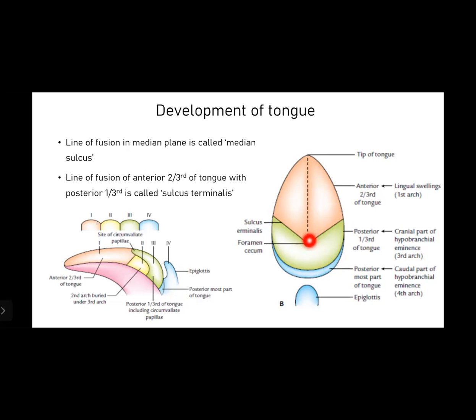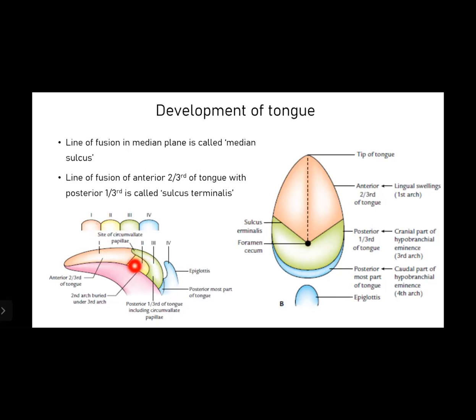And this area is referred to as the foramen cecum, which is very important because it is from the foramen cecum which persists that you have the development of the thyroid gland. If you look at this lateral view here, you can see the derivatives of each pharyngeal arch. So now that's the first pharyngeal arch, which is the anterior two thirds of the tongue.